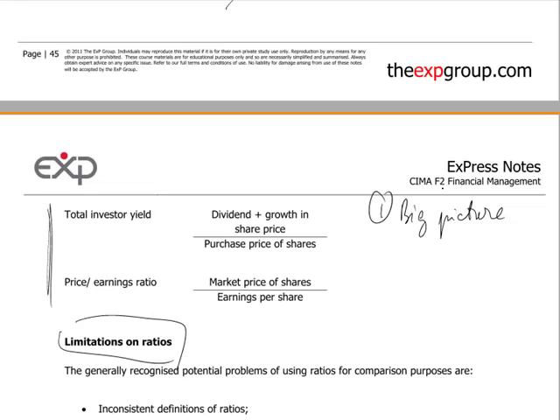So in other words, highlight to the examiner, is that company in a process of expanding? Is that company maybe overgeared? Is that company sort of losing profitability? So give them the general big picture. Everybody wants to understand the context.